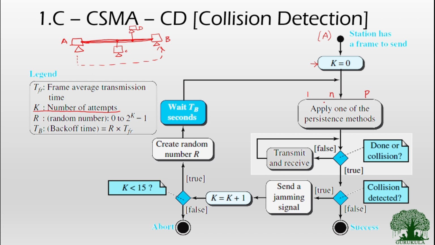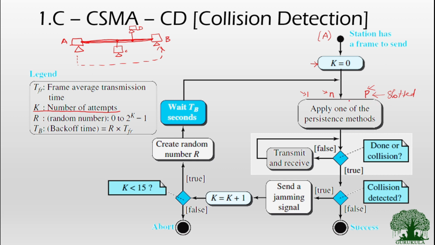Once any of these persistence methods is selected, the sensing mechanism follows depending upon it. Either it will sense continuously as per the one persistent method, or it will sense after a random period of time depending upon the non-persistent method, or it may send a frame with a probability of p. It is very important to understand that the p persistent method is suitable only when slotted channels are available.